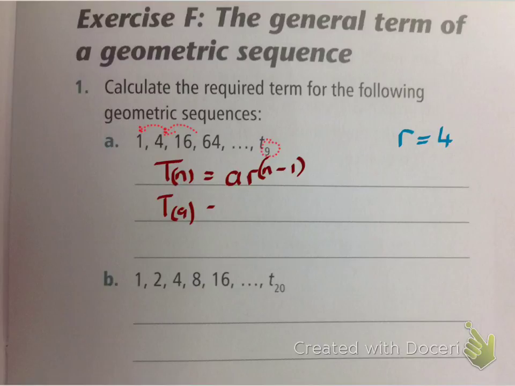Then it's just a case of putting 9 in there for the ninth term. On your calculator, go 4 to the power of 8 and you'll get 65,536. Same, look at the next one.